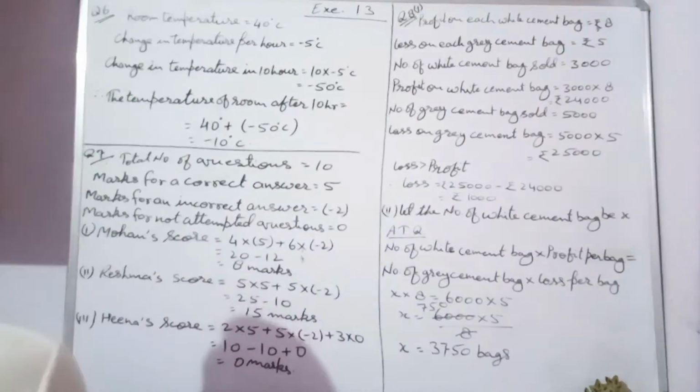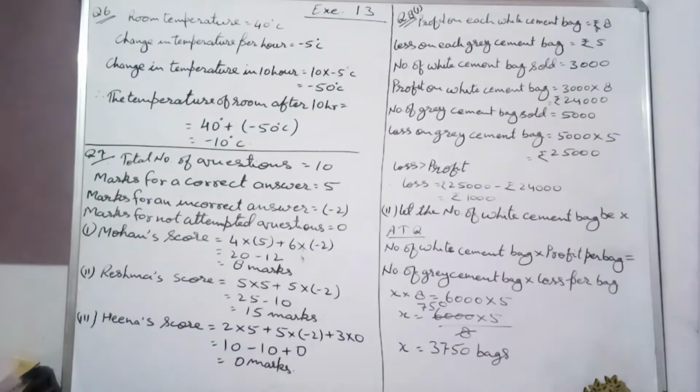Now, here, the first question is question number 6. It is saying a certain freezing process requires that room temperature is lowered from 40 degrees Celsius at the rate of 5 degrees Celsius every hour. What will be the room temperature 10 hours after the process begins?